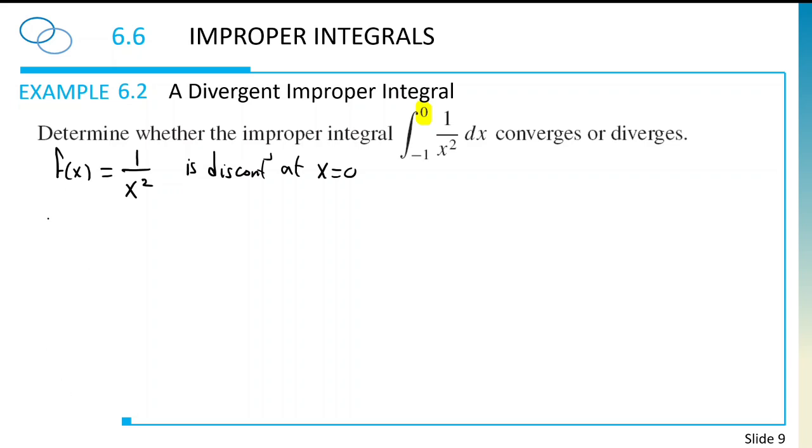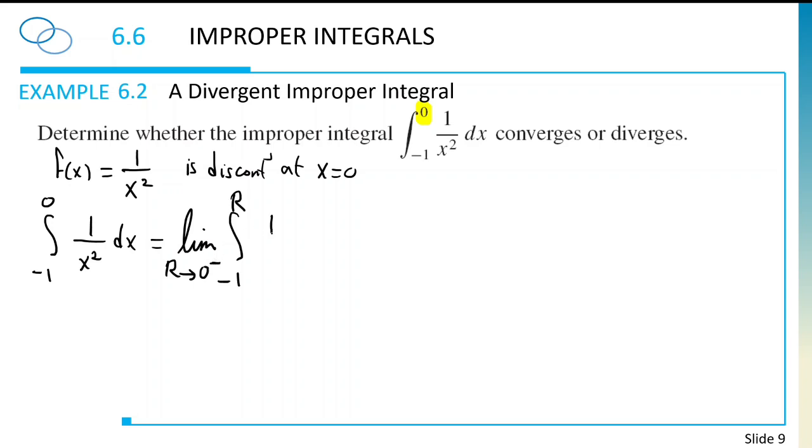What can we do? I'll start with the integration from -1 to 0, 1 over x squared dx equals to, so the issue at 0. So I'll say it's the limit, the integration from -1, I'll replace 0 with r, and I'll take the limit as r approaches 0, but from where? The left. Remember, always the upper one from the left. 1 over x squared dx.